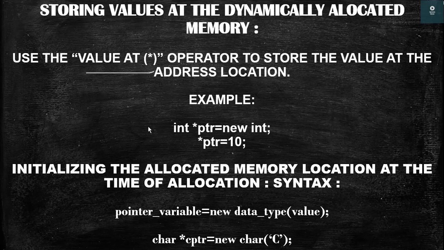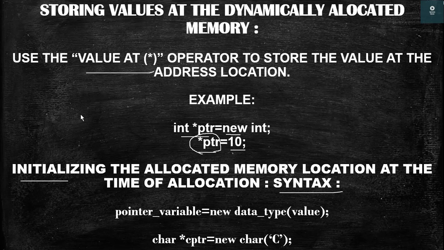For example, if we have a pointer whose name is ptr and we are allocating the memory using the new operator, the type of this is integer. After this, we can use star ptr and then store the value that we want to store inside this memory location. So here star will assign the value 10 to this newly allocated memory.